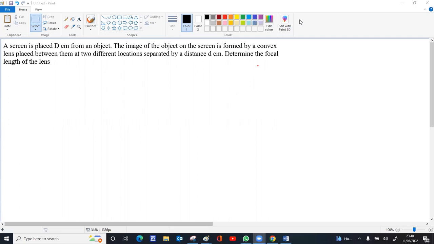In this question, a screen and an object are placed at capital D distance apart. The image of the object on the screen is formed by a convex lens placed between them at two different locations, separated by a distance small d centimeters. Find the focal length of the lens.